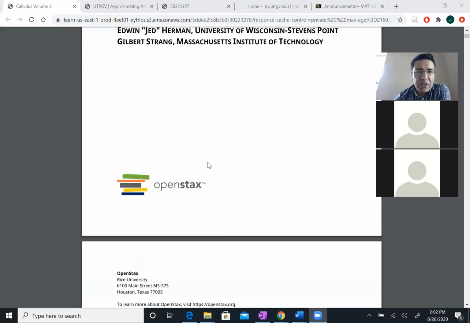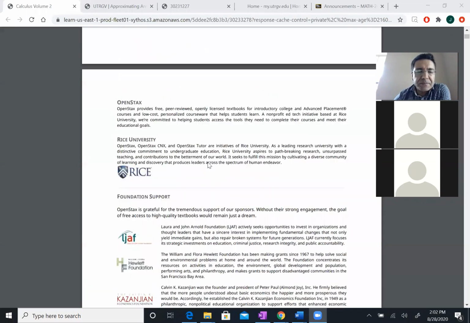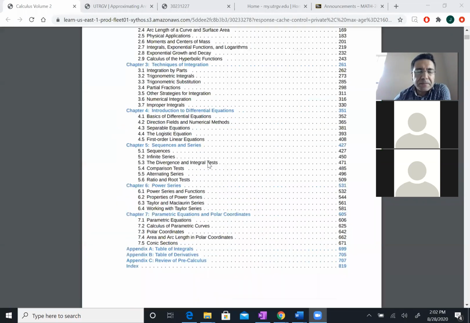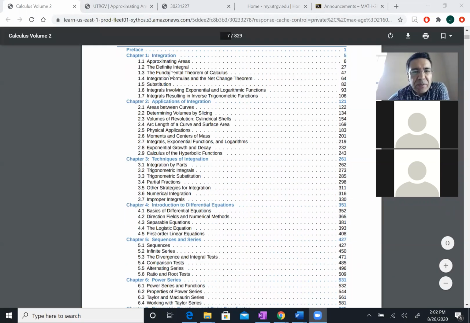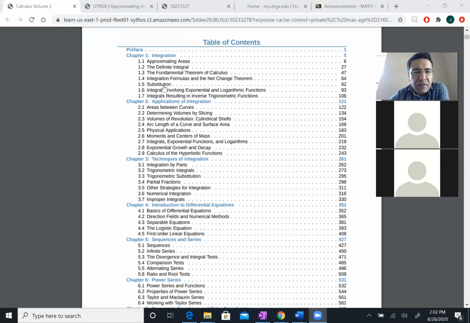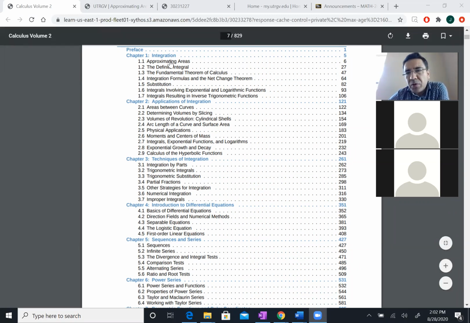This book is basically our notes. This week we started the fundamental theorem of calculus, section 1.3. Then we did the substitution method, section 1.5. And then we went back and did approximating areas. So we did Riemann sums, and we're gonna continue with approximating areas.